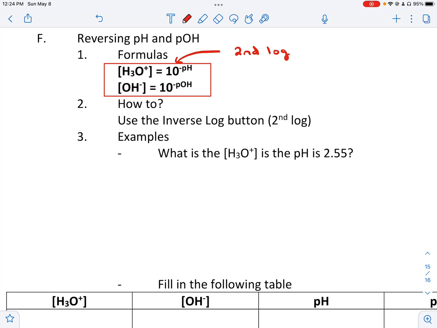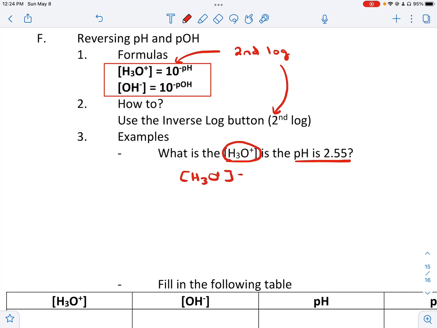So you should now have six formulas on your post-it note. If you don't have a post-it note, remember to check with Miss Griffith and get one before our final, all right? Here we go. We wrote it down here. We use our inverse log, and we just basically hit second log. It's super simple. We're looking for our hydronium ion concentration if we know our pH, which means we're going to use that first formula there.